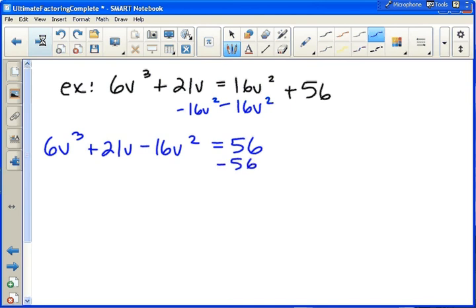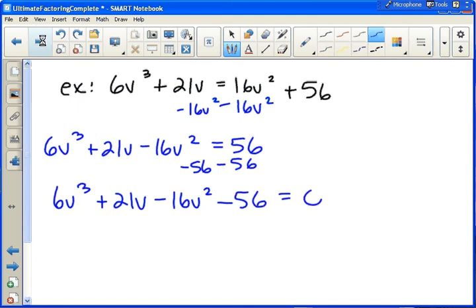Just so you know, there's nothing mathematically wrong with the way I have this written, but we usually do write the variables in order. In other words, the biggest exponent first, and then work our way down. So these two are kind of out of order, so I'm going to swap them and make it 6v cubed minus 16v squared plus 21v minus 56 equals 0. Now I kept their signs when I swapped them, but that is the exact same thing because I'm just putting the same thing in a different order.